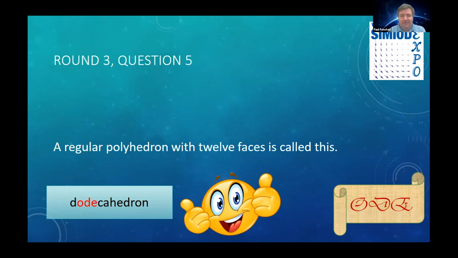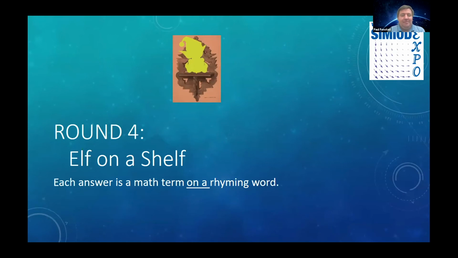So final round, final set of questions. And this is the new one that I came up with. There were memes going around about Christmas time that inspired this. Elf on a Shelf is round 4. Each answer is a math term on a rhyming word. So just like elf on a shelf rhymes, it's a math term on a rhyming word.